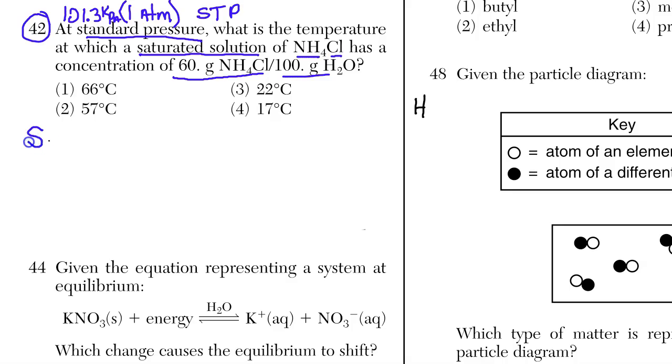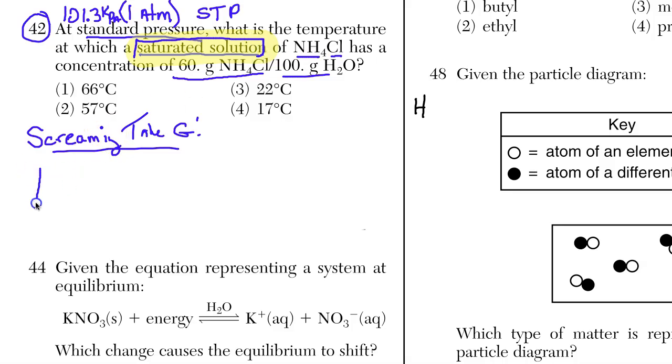This is screaming Table G. Because the giveaway for me is the saturated solution. And I know that at the temperature at which a saturated solution, if it's saturated, party people, I know on Table G, which is the solubility curves for solids and gases, solids going up, gases going down, I am on the line for a particular temperature.